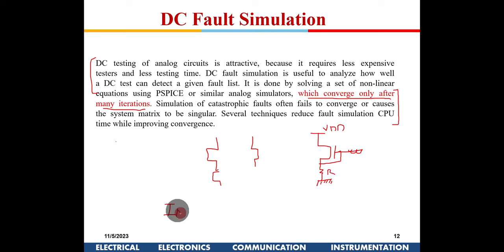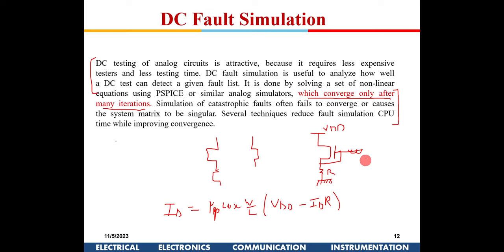So if I write the ID equation, ID is equal to mu n Cox W by L, and VGS. VGS is not known out here, correct? So VGS here, if it is a PMOS, I can write it as VDD minus ID into R. This is the voltage. So if you see here, this is a quadratic equation which is coming up, correct?